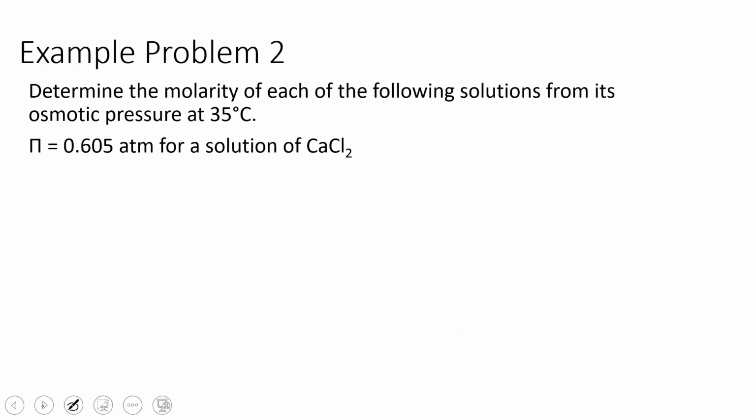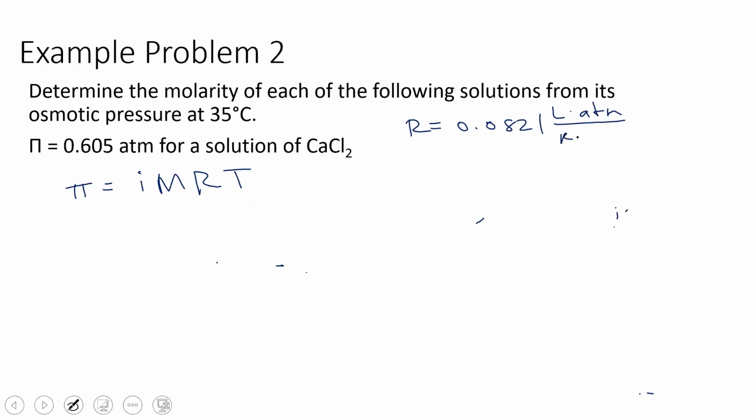So we know that we actually have an equation for this. And our equation goes pi equals i m r t, such that i is our Van't Hoff factor, pi is our osmotic pressure, m is your molarity, r is a constant, so r equals 0.0821, and the units on that is liters times atm over Kelvin times moles, and T is your temp.